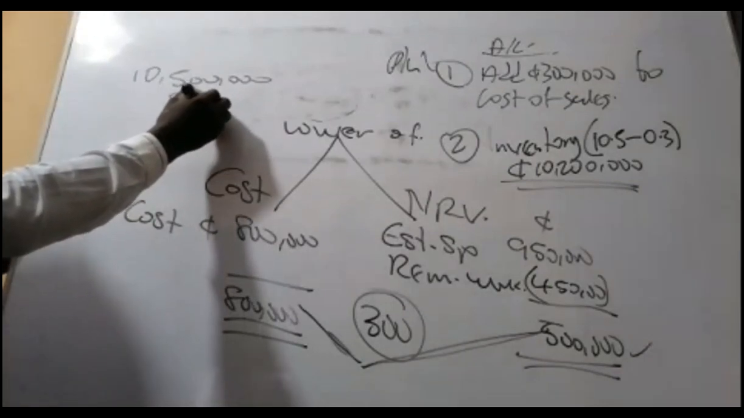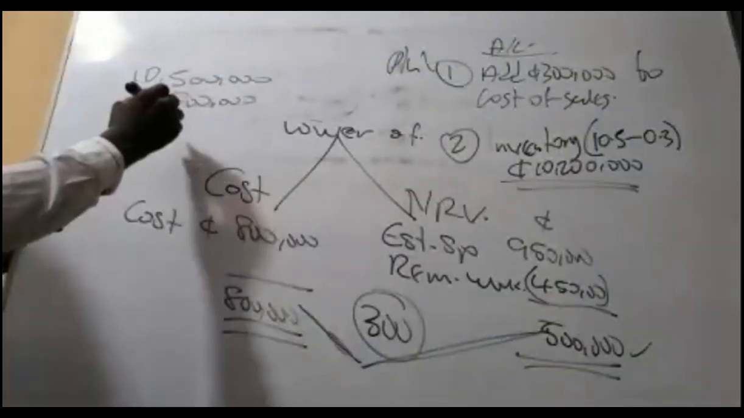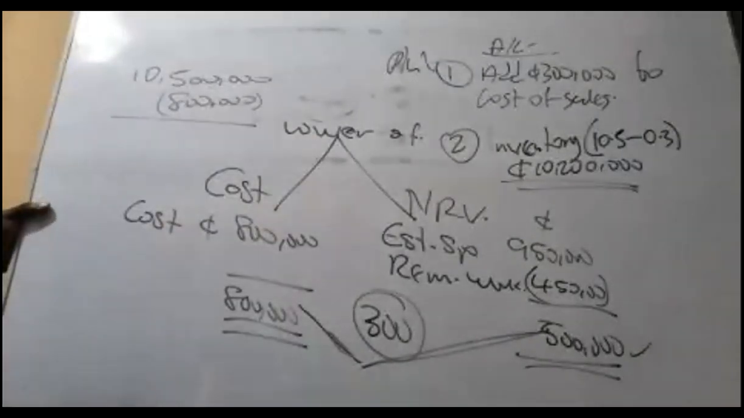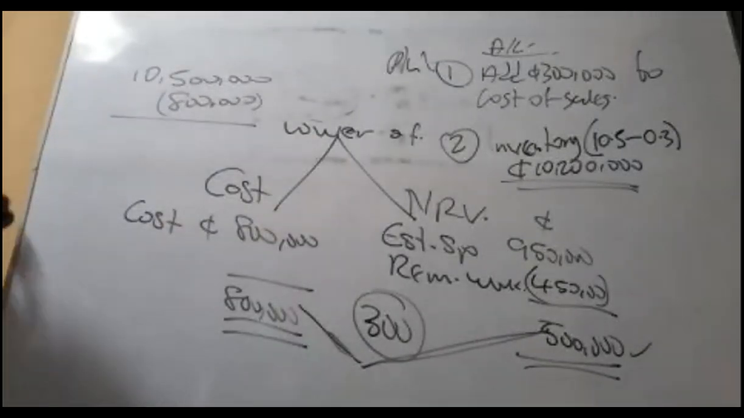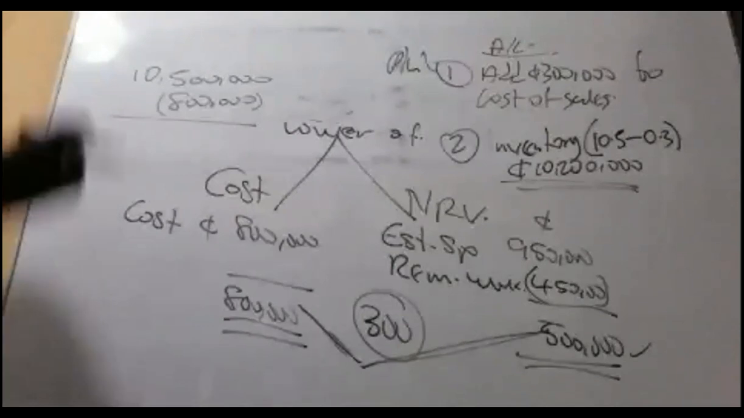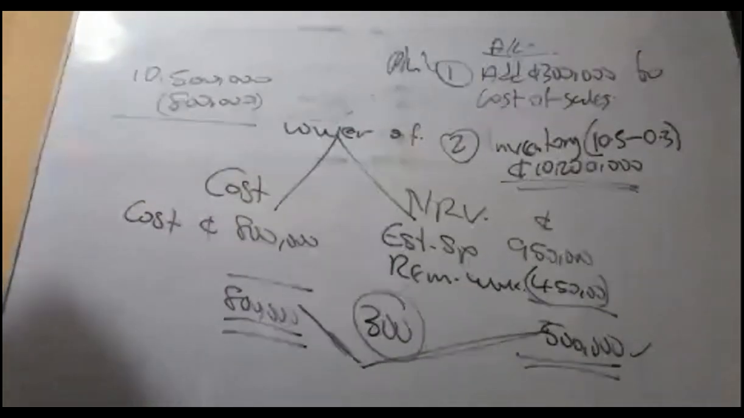So what's the normal one? Or the damage? Out of this, 800 is damaged. So when you take the damaged goods out, what is left? So 10,500 less what? 800. Any answer for me? This less this. So that will give us 9,700.